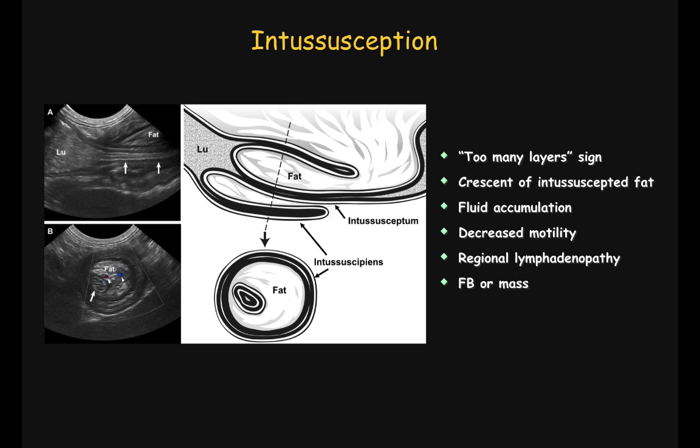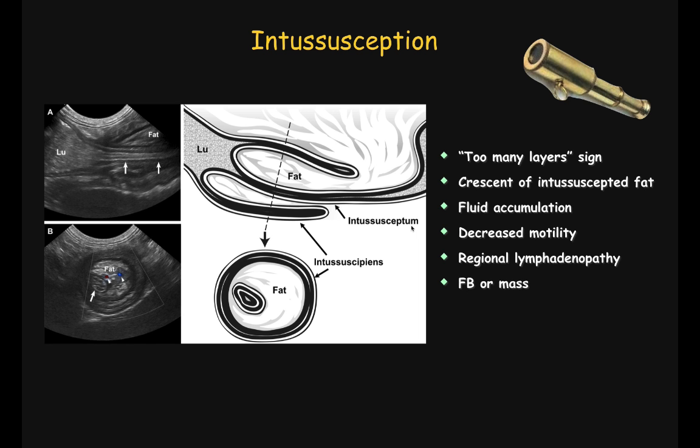Intussusception consists of an intestinal segment sliding or invaginating into another section of intestine, just like a collapsing telescope. The outer segment is called the intussuscipiens, and the invaginated segment is called the intussusceptum. In ultrasound, the intussusception is often described as the too many layers sign, as the superimposition of the closely apposed intestinal walls can be confusing.